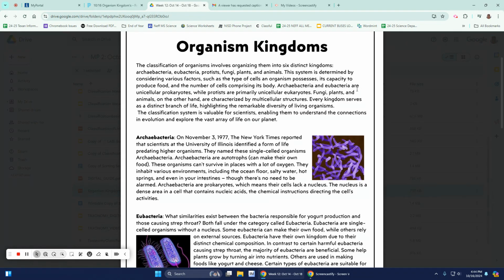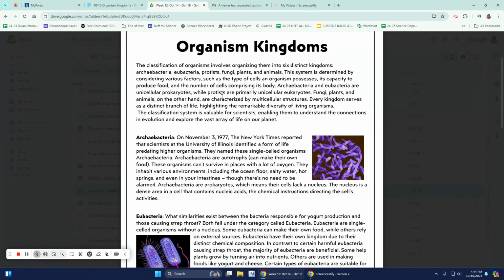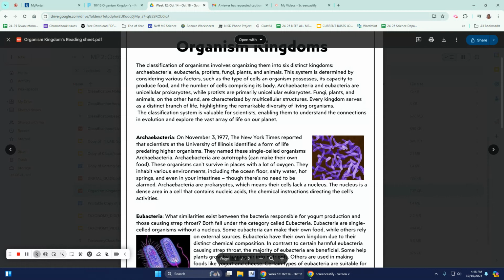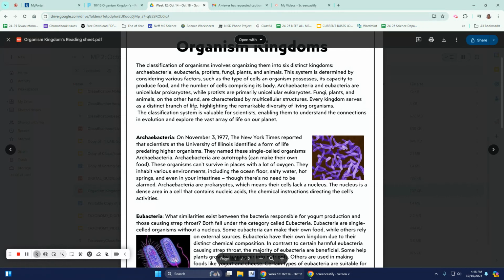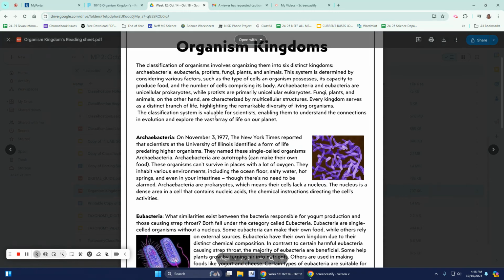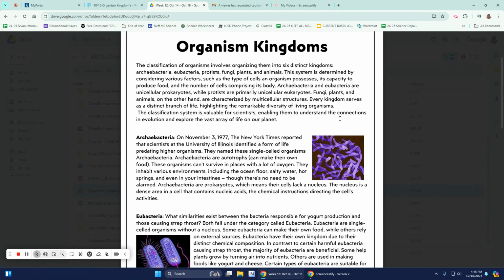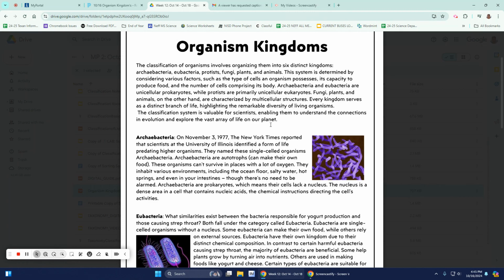Archaebacteria and eubacteria are unicellular prokaryotes, while protists are primarily unicellular eukaryotes. Fungi, plants, and animals, on the other hand, are characterized by multicellular structures. Every kingdom serves as a distinct branch of life, highlighting the remarkable diversity of living organisms. The classification system is valuable for scientists, enabling them to understand the connections in evolution and explore the vast array of life on our planet.